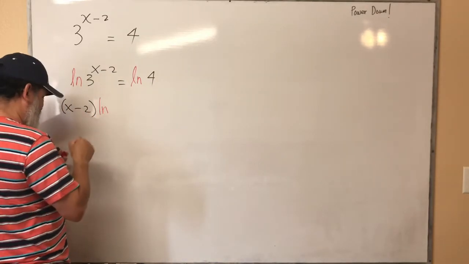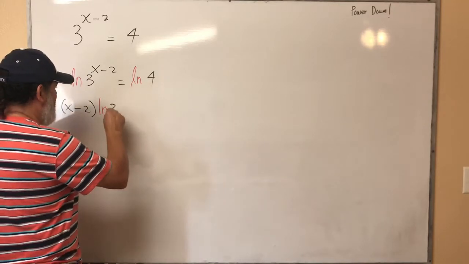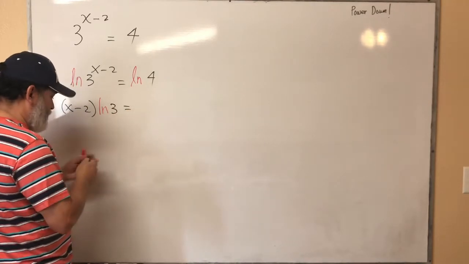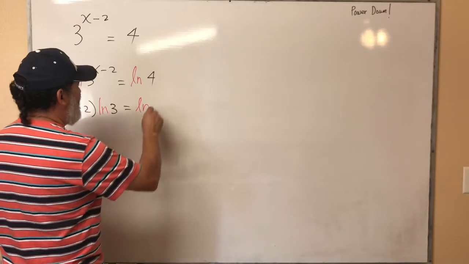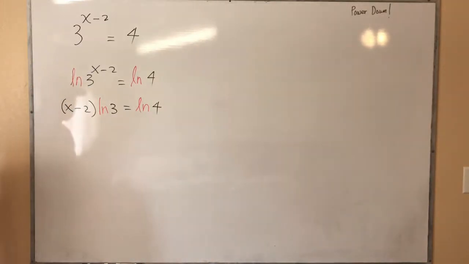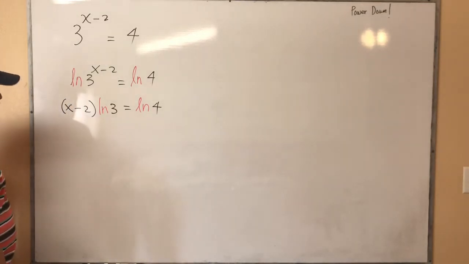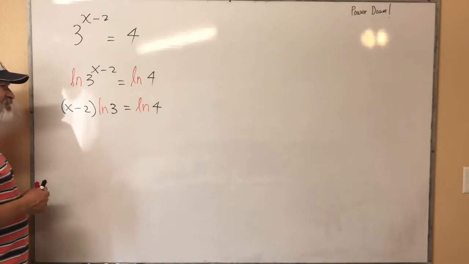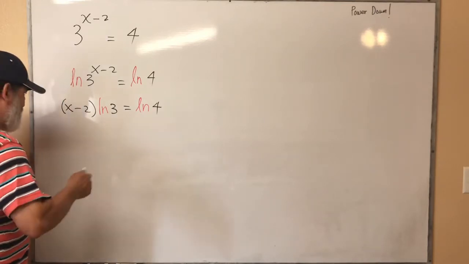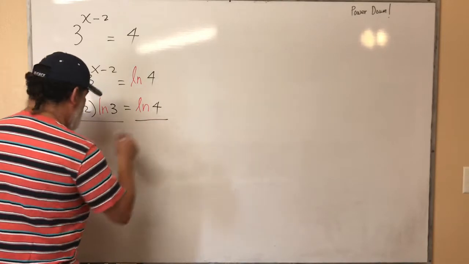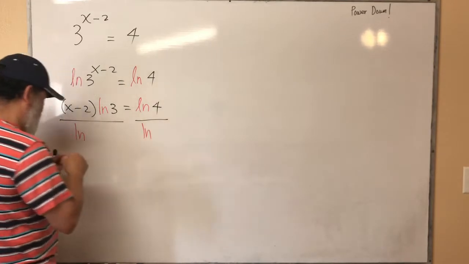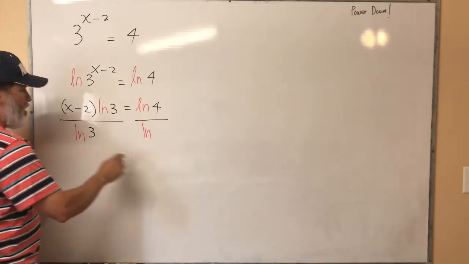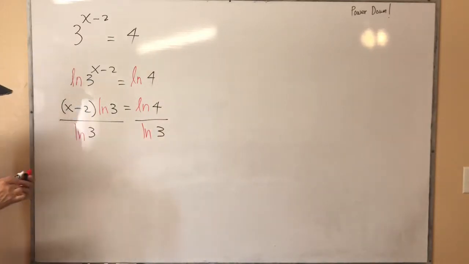ln of 3 equals ln of 4. And now you have a choice. Okay, you have a choice now. If you want to, you can divide both sides by ln of 3. Divide this side and this side by ln of 3 because it's got to be the same thing.